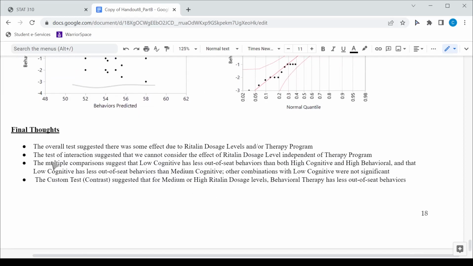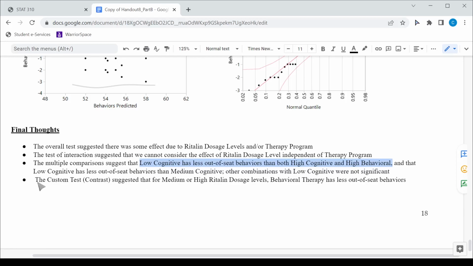Okay, some final thoughts then. The test for interaction suggested that we could not consider the effect of Ritalin dosage independent of the therapy program. So we needed to worry about the combination of those two things. The multiple comparison suggests that the low cognitive has the least out-of-seat behaviors when we compare them against high cognitive and high behavioral. And also low cognitive against medium cognitive was also significantly different.